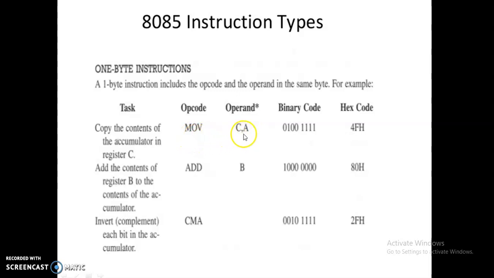The instruction move C comma A has the equivalent hexadecimal code 4FH. This was converted into the binary code: 4 and 1111 for F. What is the use of this instruction? Move means transfer the content of one register to another register. So here two registers are used: the first one is the accumulator, the second one is C. So the content of the accumulator is moved to the register C.